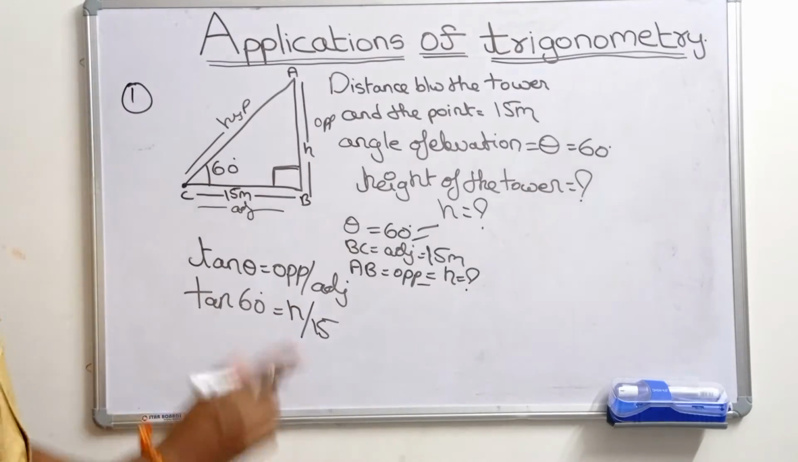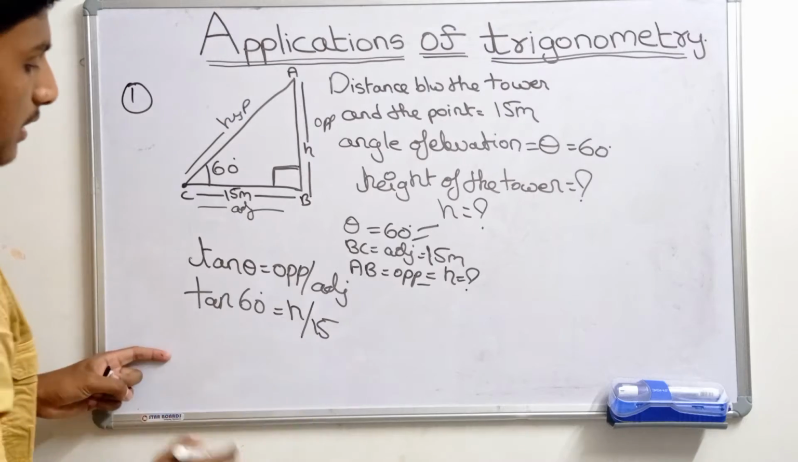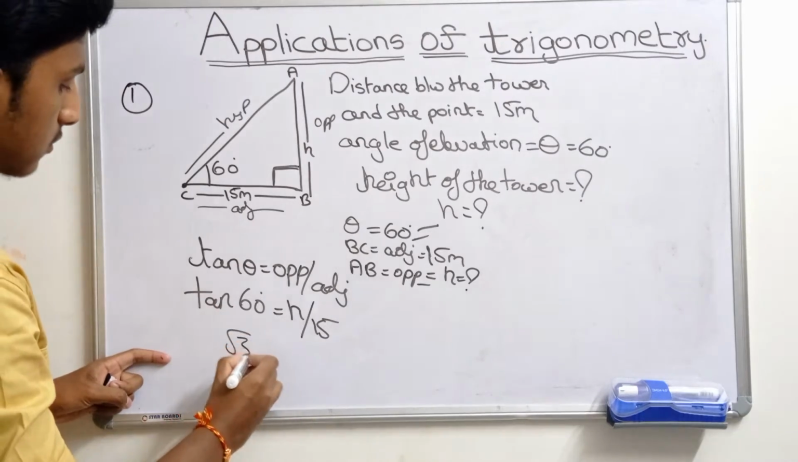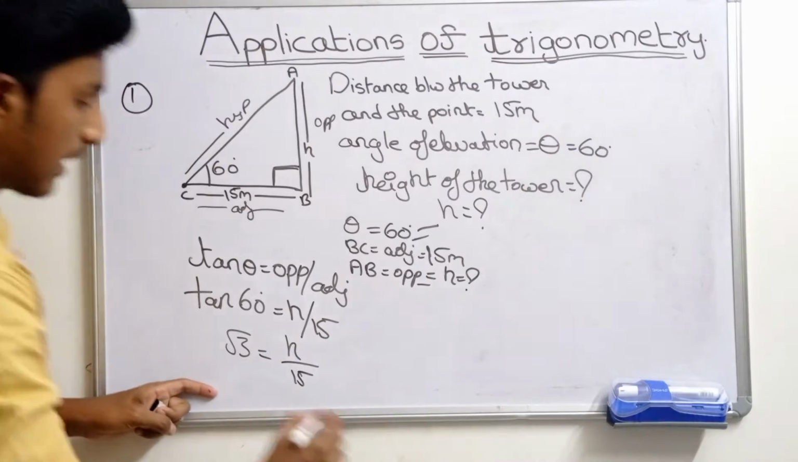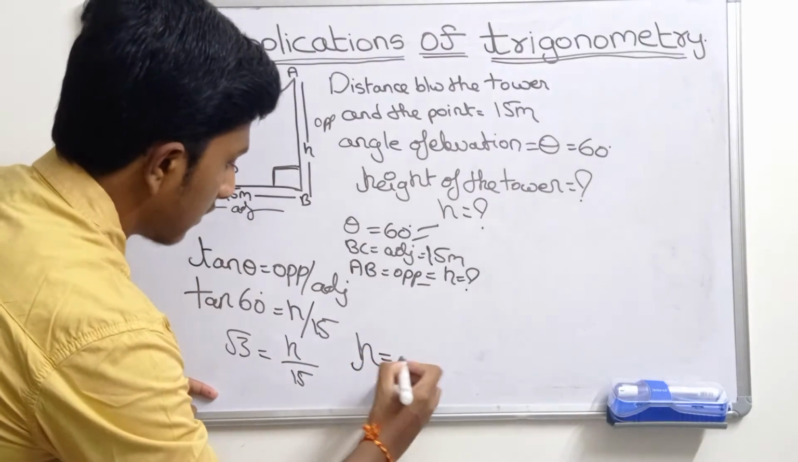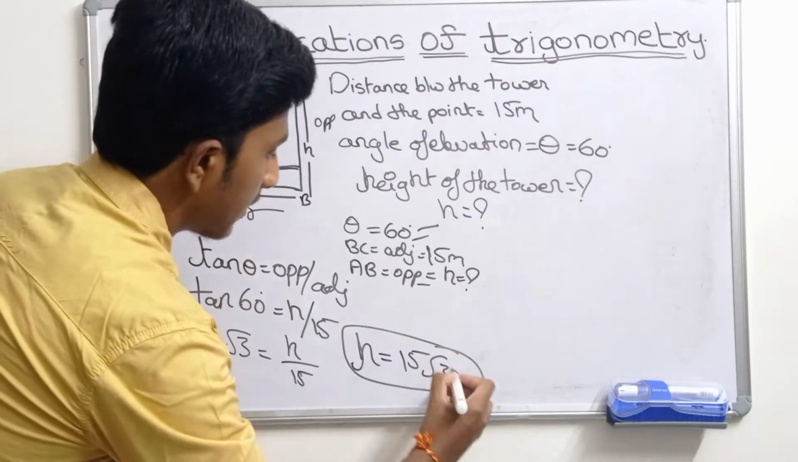Tan 60 is equal to root 3, since tan 0 is 0, tan 30 is 1 by root 3, tan 45 is 1, and tan 60 is root 3. So root 3 is equal to h by 15, whereby the height of the tower is equal to 15 root 3 meters.